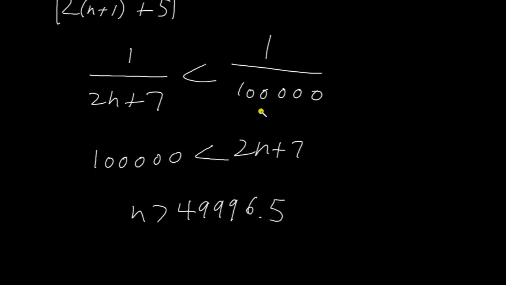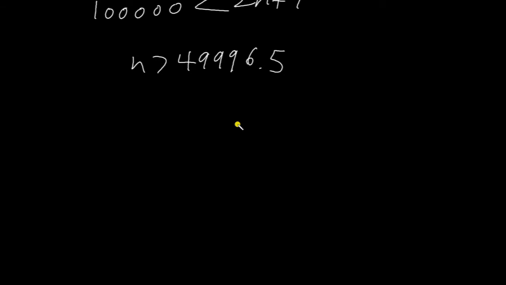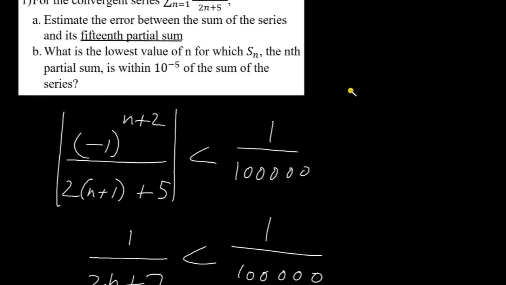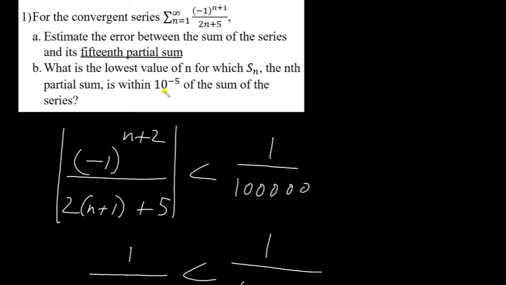And then since n is an integer, it's a number that we're plugging in, that we're summing to, n must therefore be equal to 49997, right? Because it's greater than that. So this is the number that if we were to sum to this, then our error would be within 10 to the negative 5, like we said, okay? So that was the first question. Let's move on to the second one.